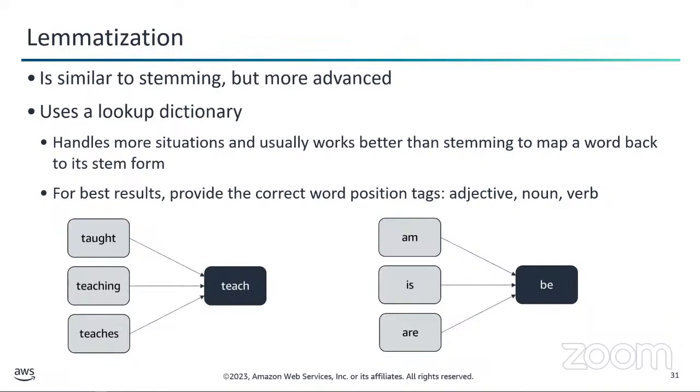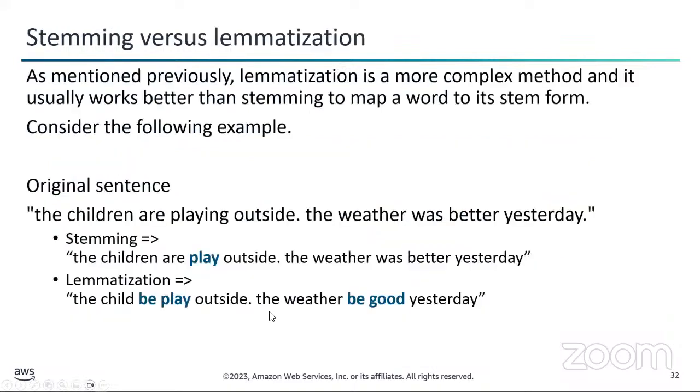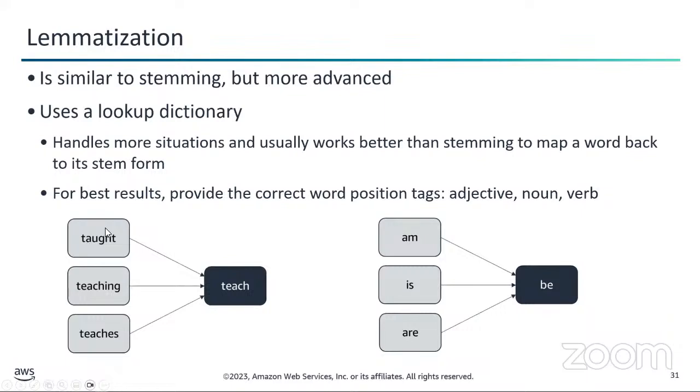Then you lemmatize it, which is similar to stemming but more advanced because it uses a lookup dictionary. So it handles more situations and usually works better than stemming to map a word back to its stem form. Over here it can handle these irregular verb forms. For best results, provide the correct part of speech tags like adjective, noun, verb. So lemmatization is a more complex method and it usually works better than stemming to map a word to its stem form. This is called mapping, that you are mapping these words to their root.